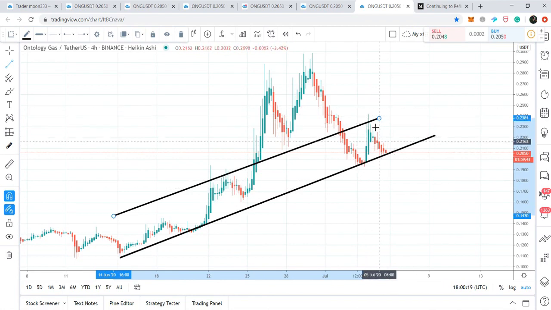However, we have only 2 touches at this resistance level at this time. Once we have some more touches, then there will be a more clear formation of this up channel. At this time, I'm expecting that the price action will form this up channel once it has another bounce from this support. So this was the update so far on the price action of Ontology gas. I'm expecting that it will turn more bullish at this time.